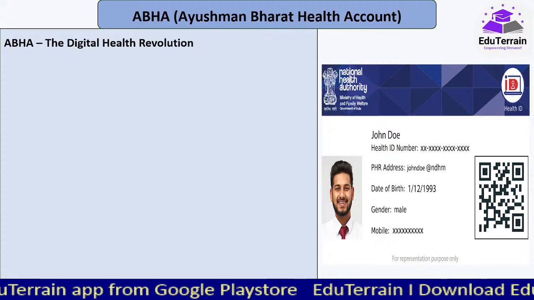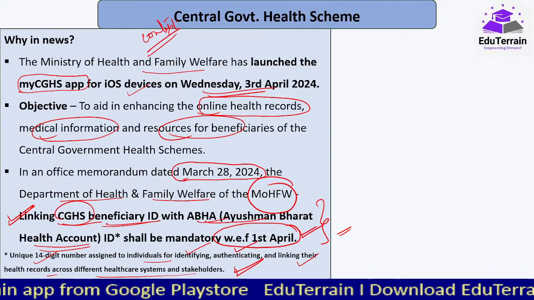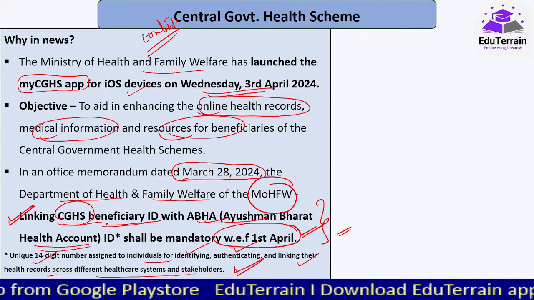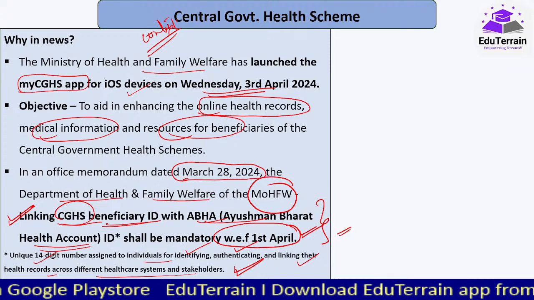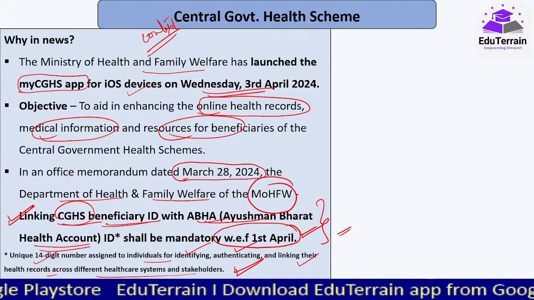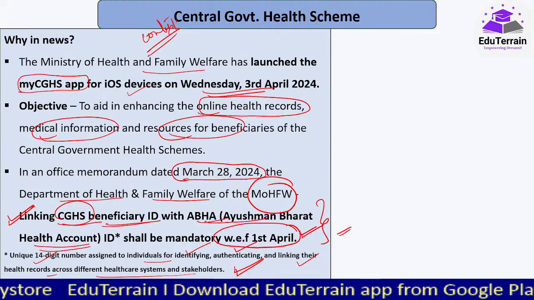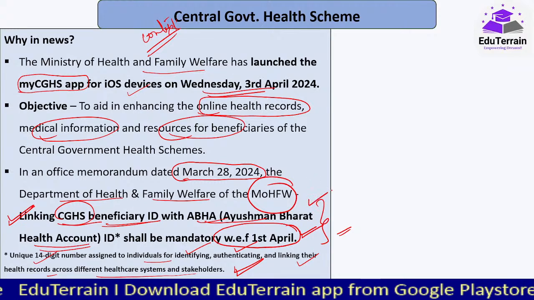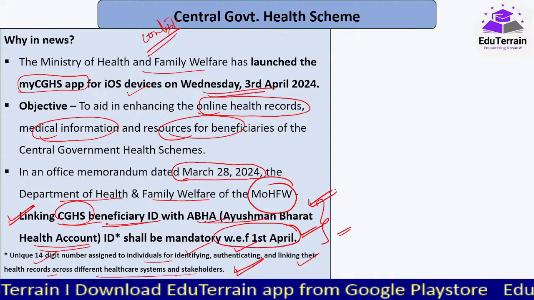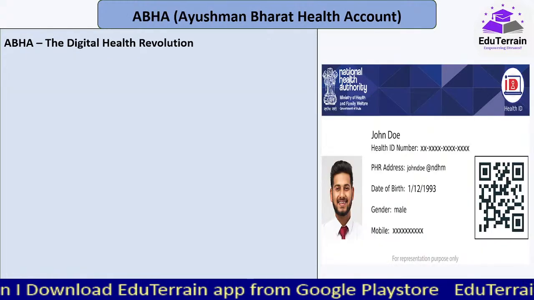Now, before getting into the Central Government Health Scheme, when it was launched, how it happened, what the eligibility criteria are and what the features of the scheme are, let's have a quick look at ABHA, that is the Ayushman Bharat Health Account, because this is one of the important topics as well.